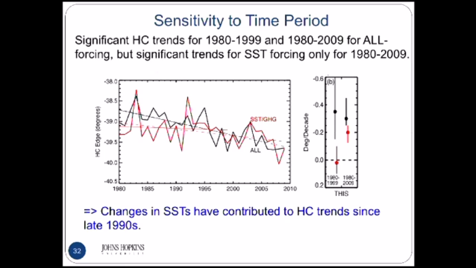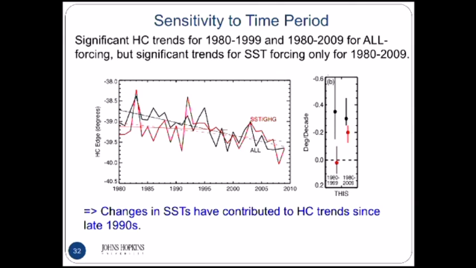The black curve is all forcings, and you see that it has a trend over the whole period. If you calculate the trend from the first 20 years or the whole 30 years, you get similar results. The red curve is when only SSTs are varying, and you see there's very little change over the first 20 years, but then a dip over the last 10 years. So the trend you get is either 0 for the first 20 years or 0.2 if you choose the whole period.